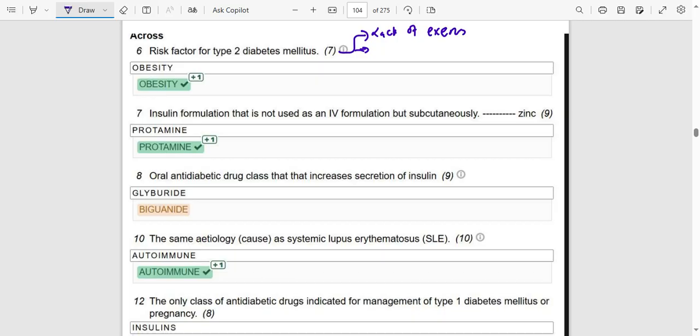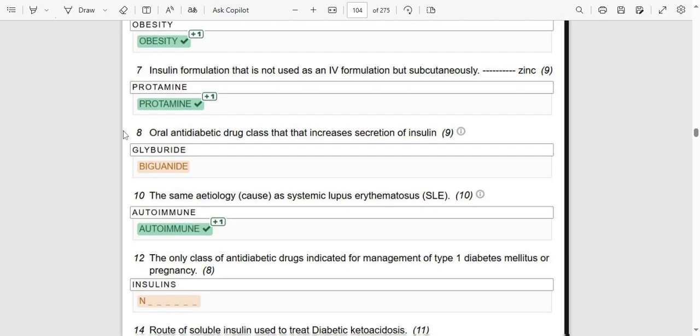And then, which class of antidiabetics bind to the DPP4 receptor? Incretins. And then those which bind to PPAR gamma, TZDs. Thank you so much. I think that's a good revision there.